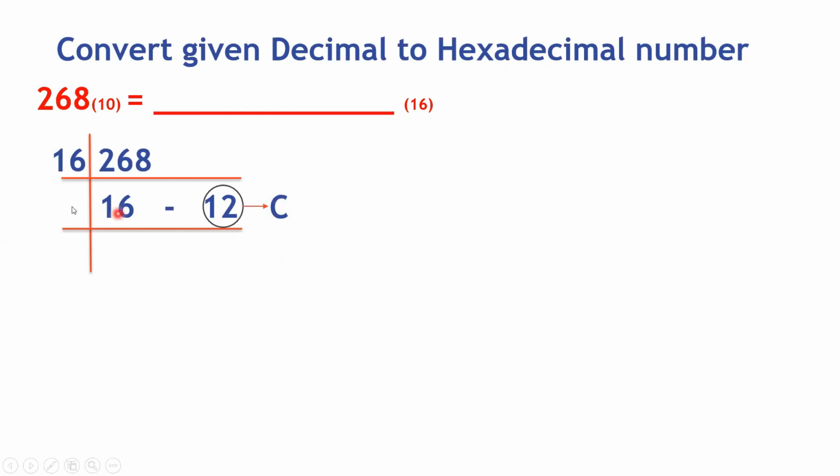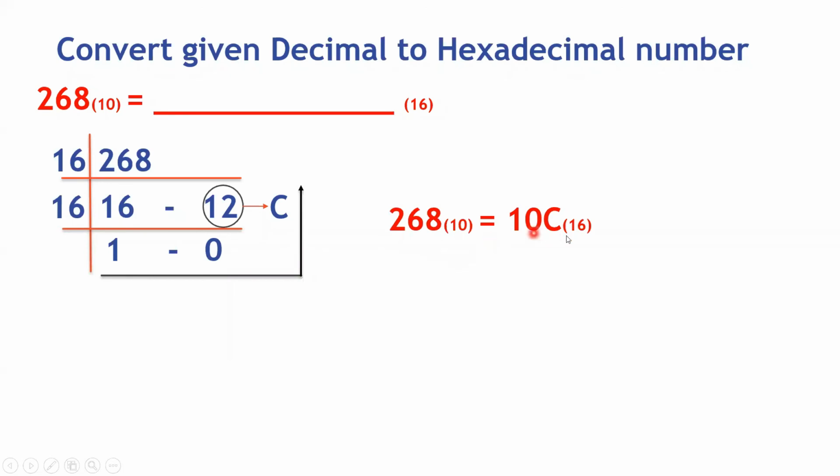Now 16 is left out. 16 we can further divide. 16 ones are 16, so the remainder is 0. So the final answer is 10C. So 268 base 10 is equal to 10C in hexadecimal.